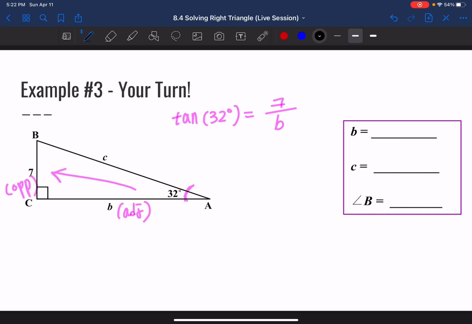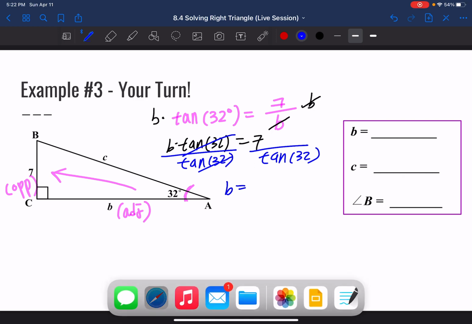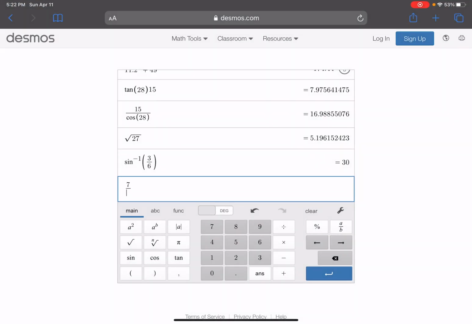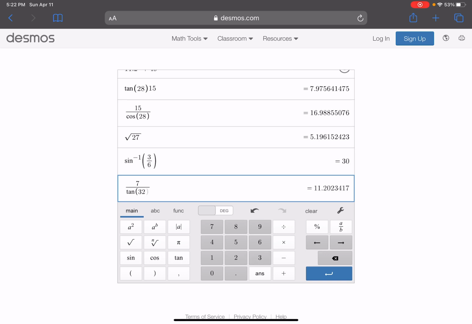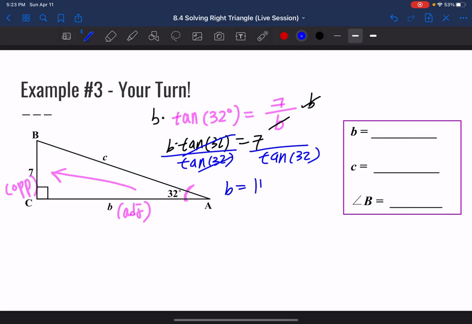And I'll solve it. Times B, times B. This cancels. B times tangent 32 equal to 7. Again, we are interested in B only, so I am going to divide everything by tangent 32. So B equals to 7 divided by tangent of 32 degrees. So 7 divided by tangent 32, that's 11.2, so I already have my B.